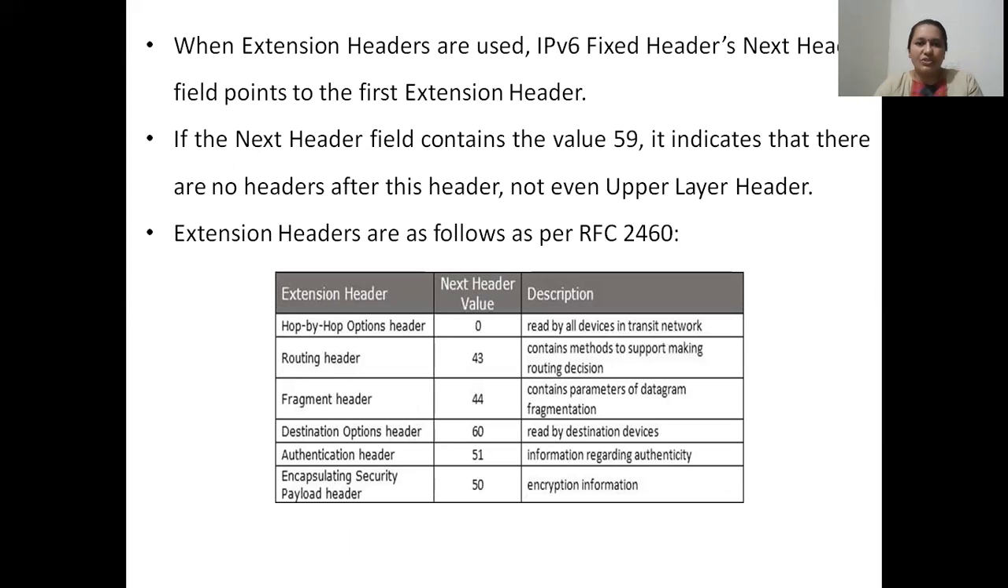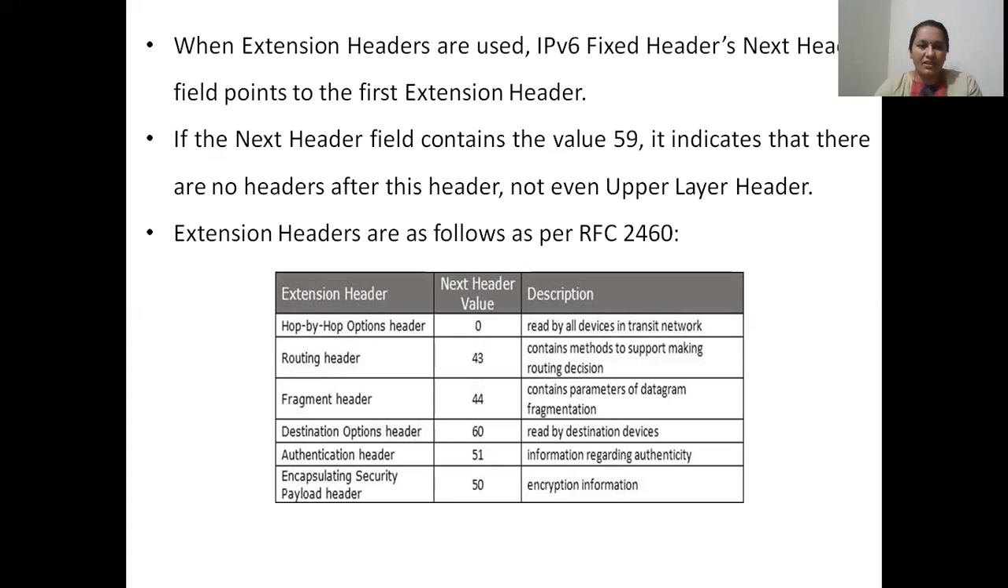Whenever an extension header is used, the IPv6 fixed header's next header field will point to the first extension header. If the next header field contains the value 59, it means that there are no headers after the fixed header, and not even the upper layer header. So the distinct value 59 indicates the absence of the extension header and any other upper layer headers. It indicates that only data is present.